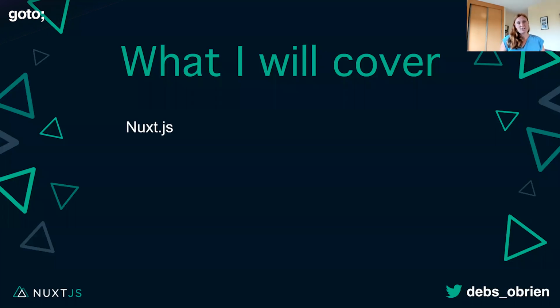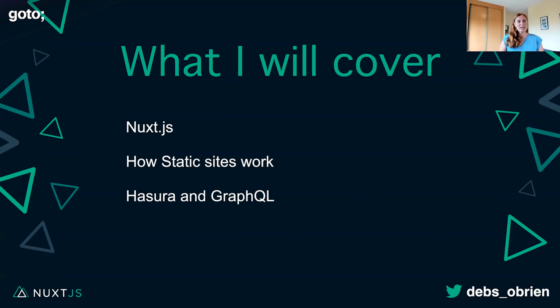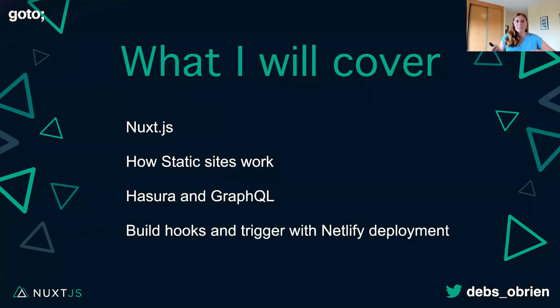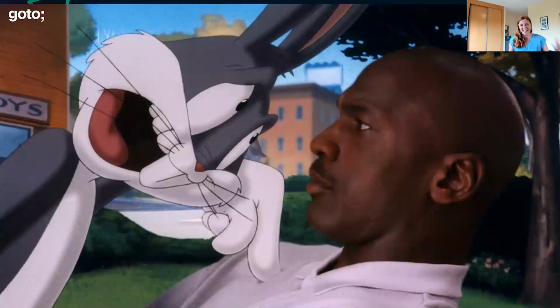Okay, so what I will cover. A little bit about Nuxt.js, if you haven't heard of it. How static sites work. I hope you all love static sites. If not, you will by the end of this talk. A little bit about Hasura and GraphQL. Build hooks and triggers with Netlify deployment. And the Nuxt.js full static. Now I know you're thinking, wow, that's a hell of a lot to take in, but bear with me, it will all be good. I will make it fun, don't worry.